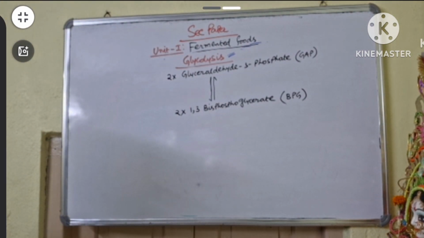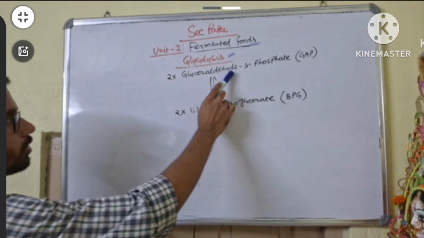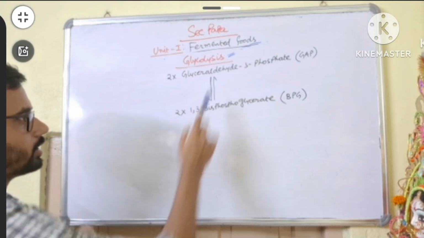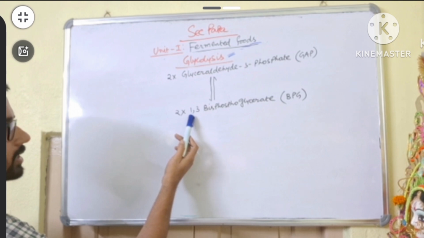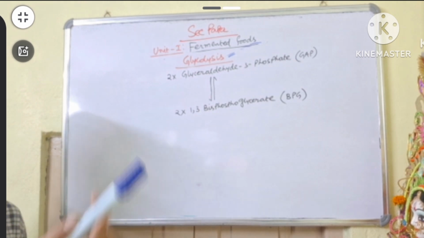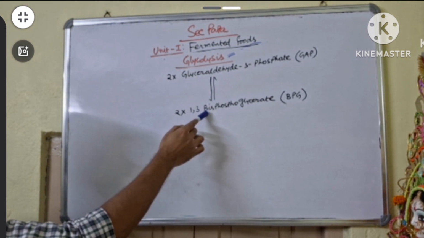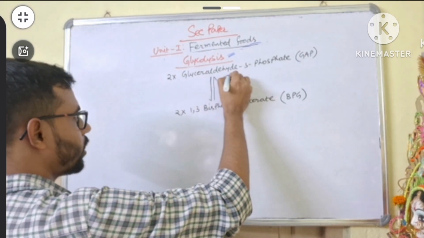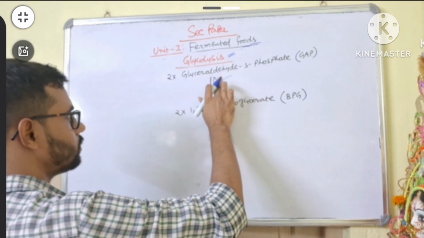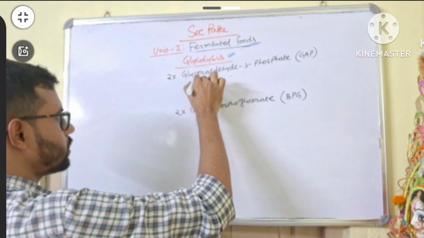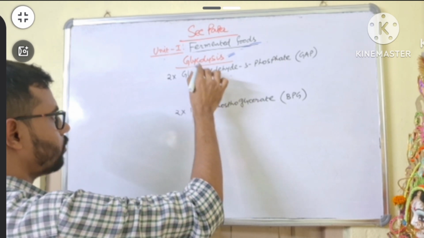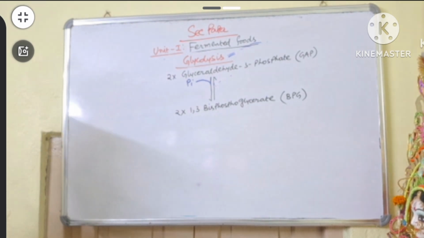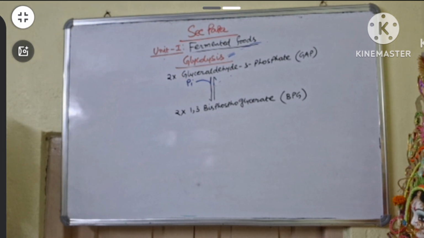Now look at the reaction here. Glyceraldehyde 3-phosphate has one phosphate at carbon number 3. But after the reaction, 2 phosphates are there, at the 1 and 3 positions. That's why these words came. So 2 phosphates means another phosphate is required, but this phosphate is not from the ATP. It is direct phosphate, Pi, inorganic phosphate.